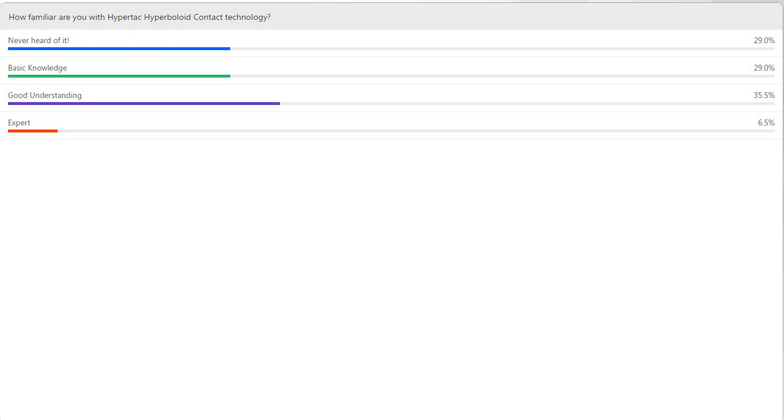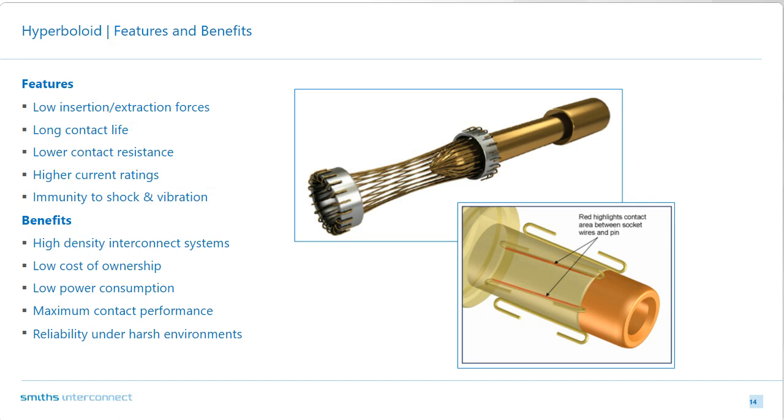Let's start with features and benefits of the Hyperboloid in general. So the Hyperboloid ranges from a really small signal connector like 0.4 millimeter socket all the way up to the really big high power connectors. And this is sort of features and benefits in general. They all have low insertion and extraction forces, long contact life, low contact resistance, high current ratings, and really good performance under shock and vibration. And those features lead to a number of benefits like high density interconnect systems, lower cost of ownership, lower power consumption and more efficient use of power, maximum contact and connector performance, and reliability under harsh environments.